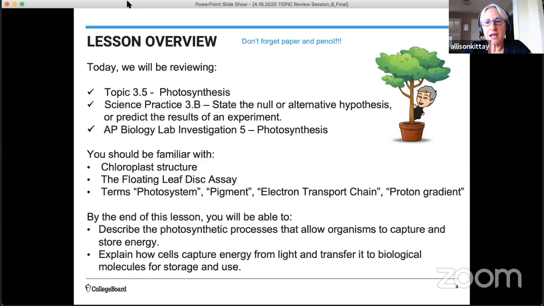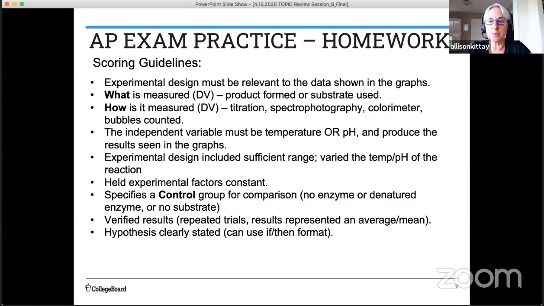So today, a lot of this material is dense, and I'm going to do my best to take you through it. By the end of today's lesson you'll be able to describe the photosynthetic processes that allow organisms to capture and store energy. You should also be able to explain how to capture energy from light and temperature or pH of the reaction. So if you're doing temperature, maybe you started out at 10 degrees C and you went all the way up to 50 degrees C.